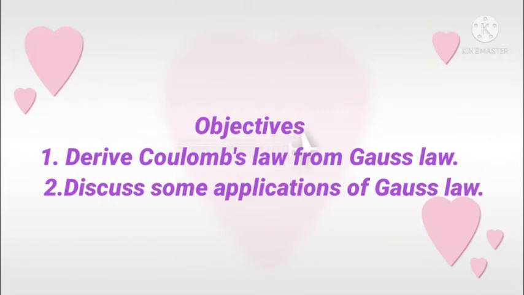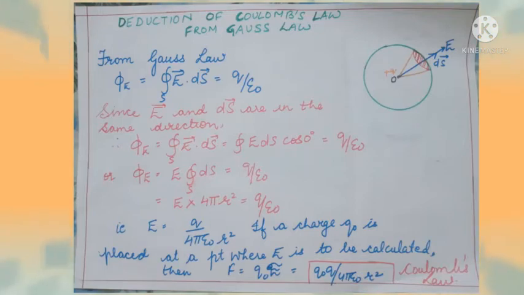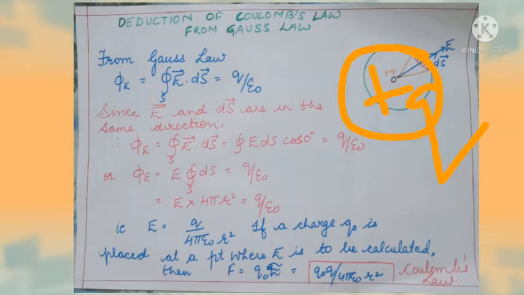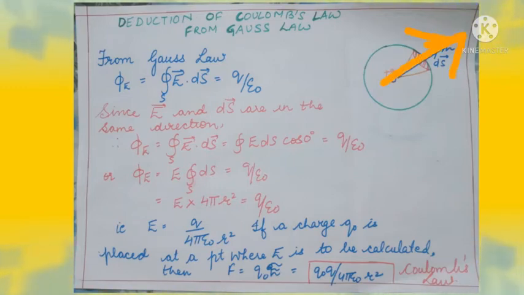Children, let's derive Coulomb's law from Gauss law. Let us consider a positive charge being placed at the center of a sphere. Let there be a Gaussian surface, which you can see children as a shaded one. Here the electric field intensity due to positive charge is always outward, as we can see here, and the surface has its direction in the same direction as that of electric field.